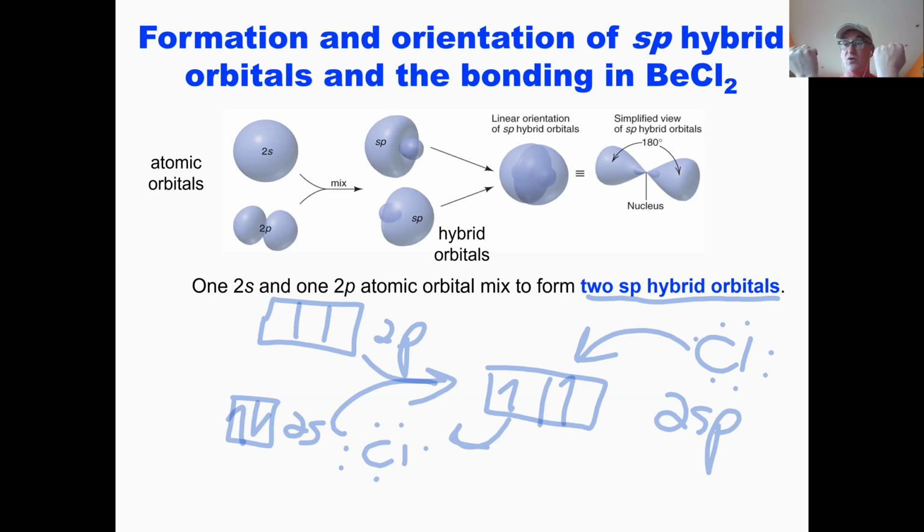You get this linear orientation of one orbital on one side of the beryllium atom and the other orbital on the other side, 180 degrees apart from each other. Just like you would, because you have two electrons, you want them as far apart from each other as you can, and the furthest apart you can get two things is linear, 180 degrees from each other. Let's look at another one.